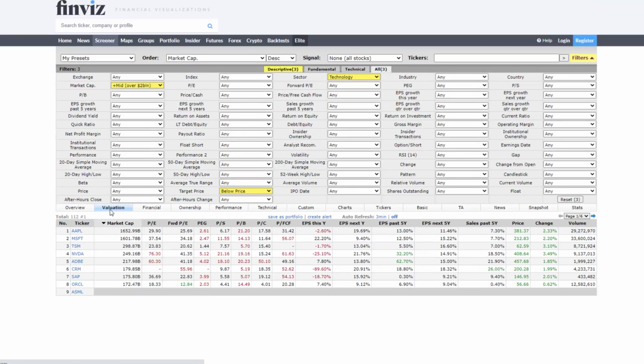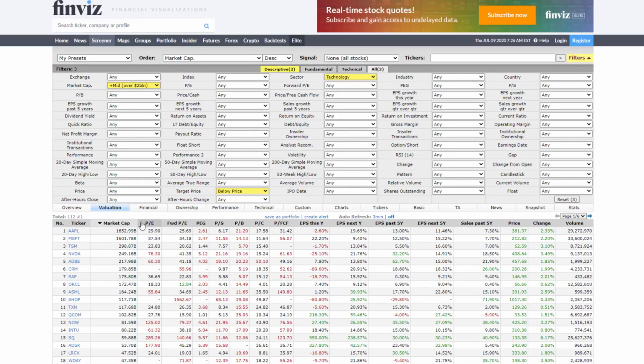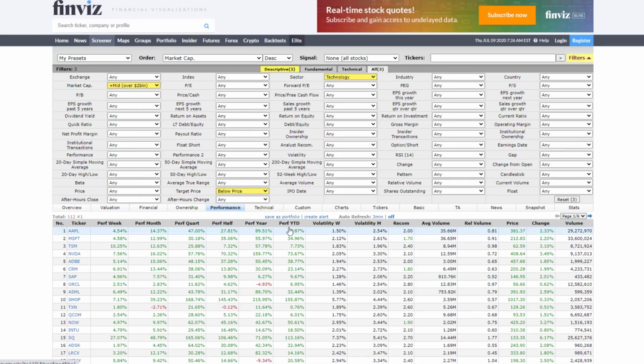Down on this tab below, we have valuation. We can see all the key figures. We have EPS, we have PE. We can compare them all with each other, which is really nice. We have performance. We can check the performance over the last year. We can check performance over the year to date, all of those types of things. Performance for the week, performance for the month. Some pretty nice green figures here in the technology section.